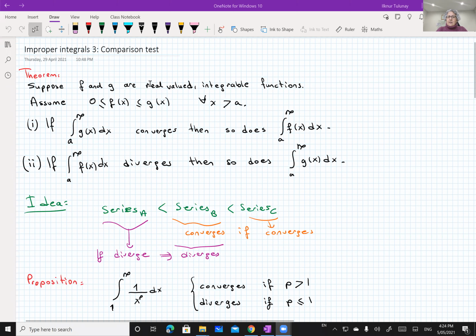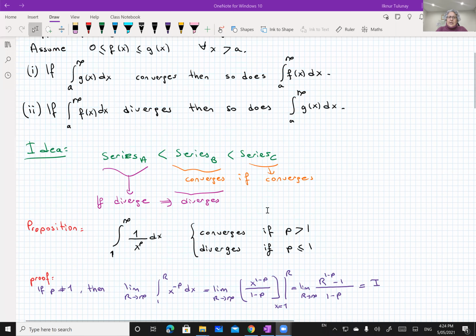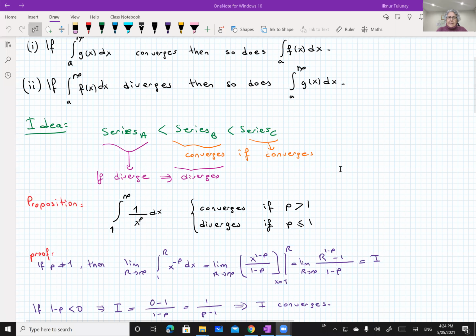Because g is bigger than f, if the improper integral related to g converges, then the improper integral of f converges. The reason we are thinking of the series is that we know the definition of the integral is related to infinite sums. Okay, I think this is clear at this moment.